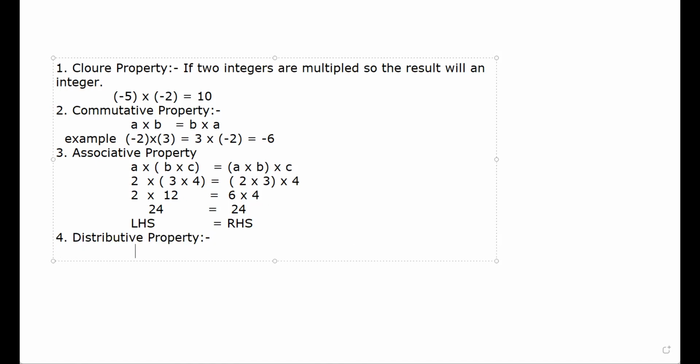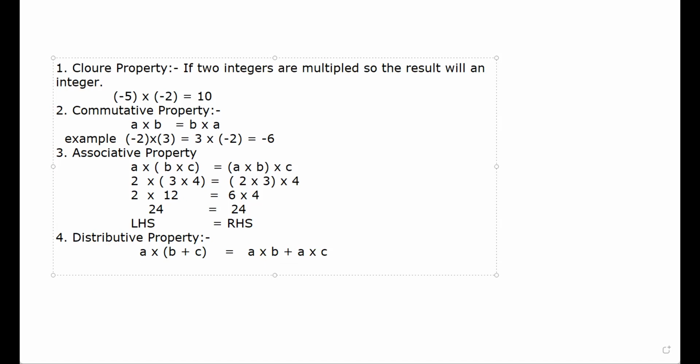if we multiply a number with a sum, A multiplied by B plus C, so we know what the answer will be. We will get A into B plus A into C. I hope we have discussed this property. That means that A is a common number multiplied with B and C, so we have to expand it. The answer will be like A into B plus A into C.